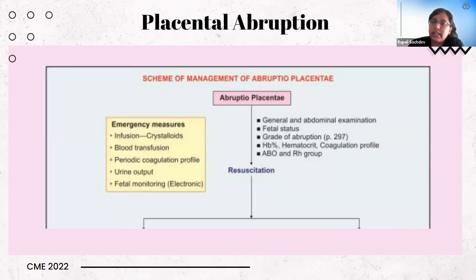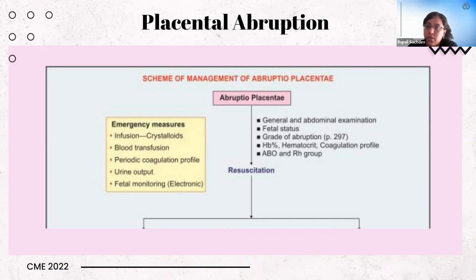How do you manage a case of placental abruption? So first things first, you obviously do a general examination and abdominal examination. You check for the fetal status. So you will do that with your handheld Doppler, which you connect to the fetus, or you can do it with the Dopplers that are available in the labor ward.